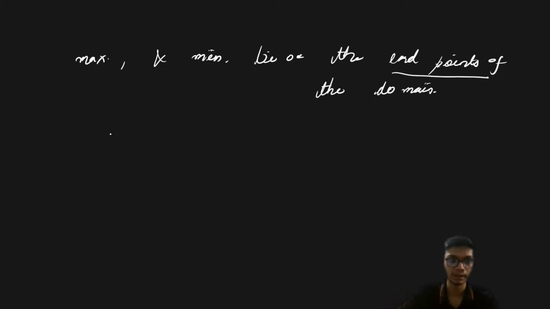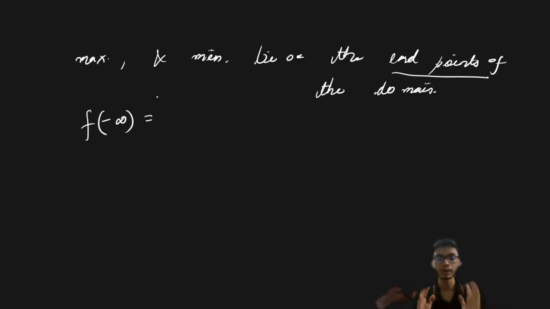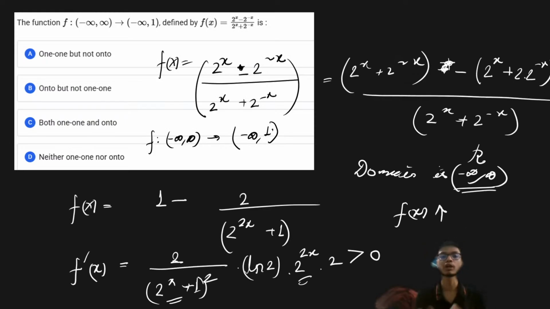End points of the domain. Okay, they will lie along the endpoints of the domain, right? So from here, if you try to put the function value at f of minus infinity, now remember one thing: infinity is not a number, right? Infinity is just a concept. So when you have to substitute x equals minus infinity or plus infinity, you will take the limit, extending to infinity or extending to minus infinity. That's how we get to the value, right?